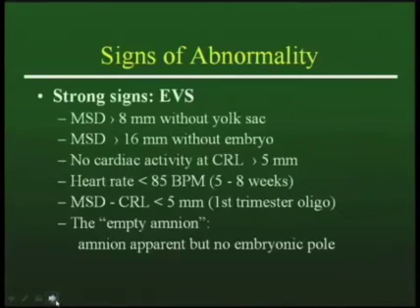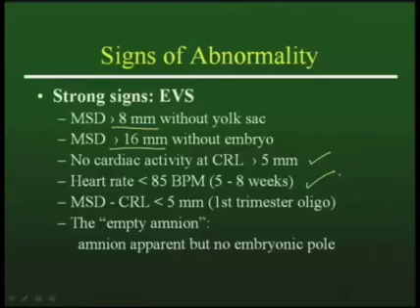If you have a scanner that does have endovaginal capability, then the numbers shift downward. At a mean sac diameter of 8 millimeters, you should see a yolk sac, and at a mean sac diameter of 16 millimeters, you should see an embryo. Other strong signs of abnormality are a crown rump length of 5 millimeters or more without a heartbeat, or a very slow heart rate. Heart rates below 100 beats per minute are very bad. Heartbeats below 85 beats per minute are virtually always catastrophic.